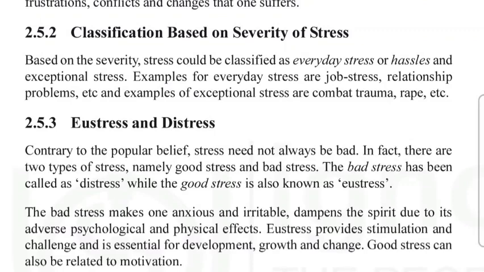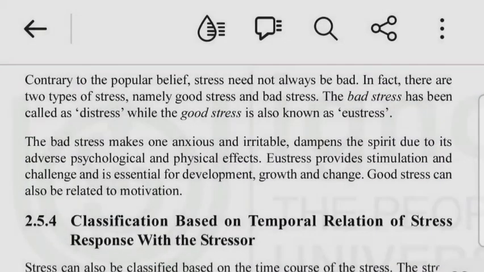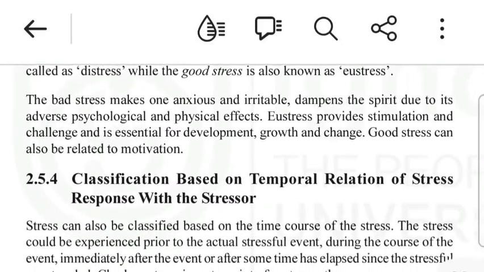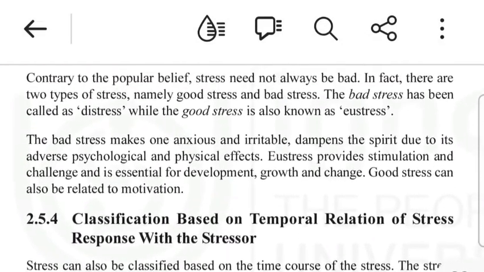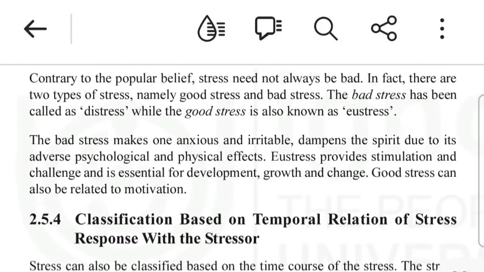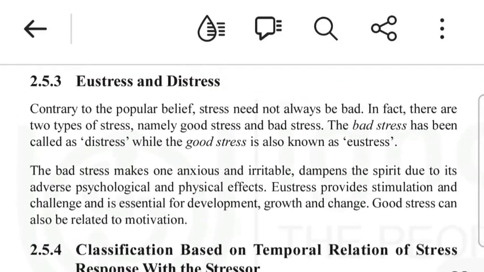2.5.3 Eustress and distress. Contrary to popular belief, stress need not always be bad. In fact, there are two types of stress: good stress and bad stress. Bad stress is referred to as distress, while good stress is known as eustress. Bad stress makes one anxious and irritable, dampening the spirit due to its adverse psychological and physical effects. Eustress, on the other hand, provides stimulation and challenge and is essential for development, growth, and change. Good stress is often associated with motivation.